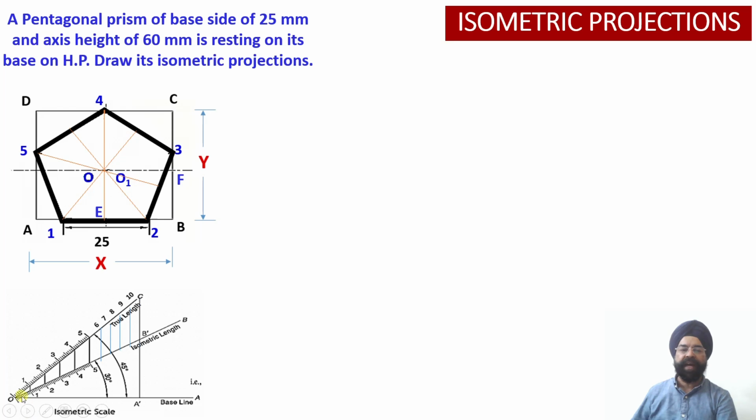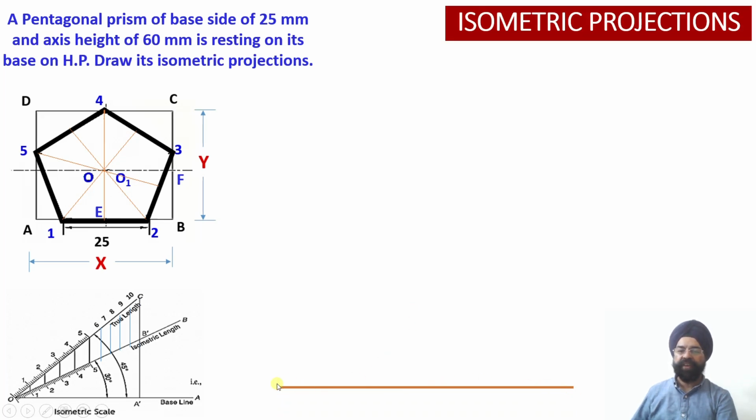First of all, step number 1, it is the construction of the isometric scale. The true length will be marked at an angle of 45 degree. Isometric length will be marked at an angle of 30 degree. Then all the distances of the true length will be transformed into the isometric length distances. Initially they will be measured as true length, and then these true lengths will be converted into isometric lengths using this isometric scale, and only thereafter these distances will be drawn onto the isometric projection.